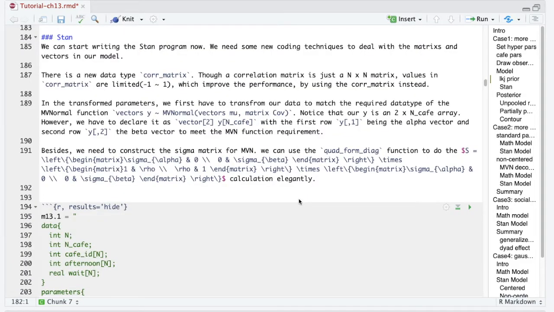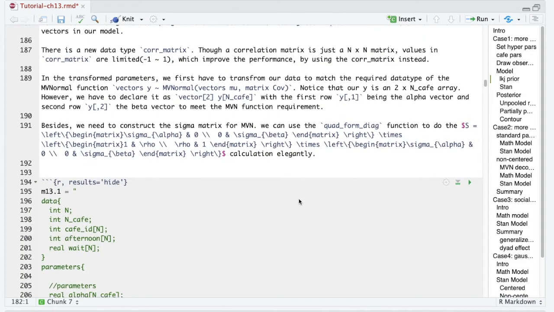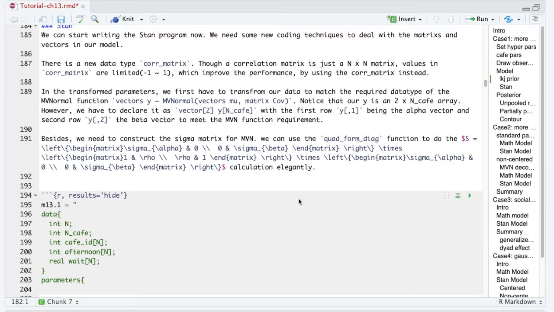Finally, we can start writing our model now, but we still need some new coding techniques to deal with the matrices and the vectors in our model.